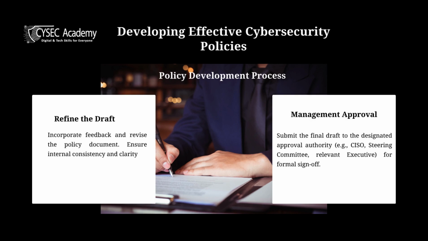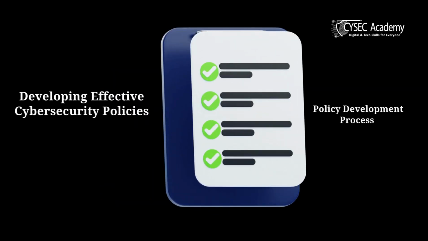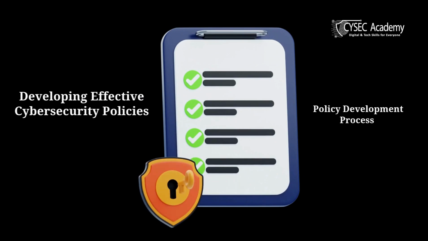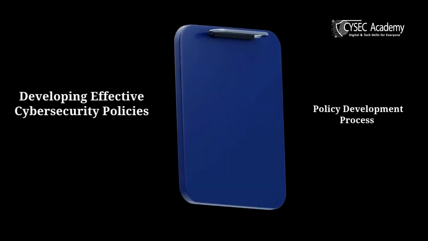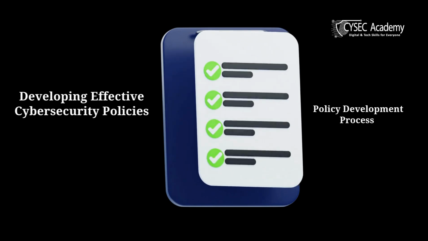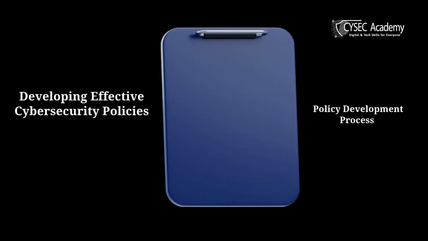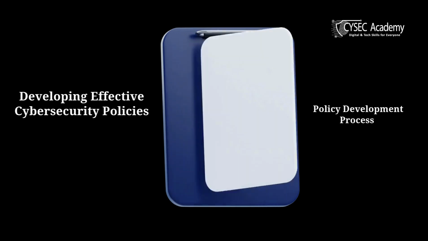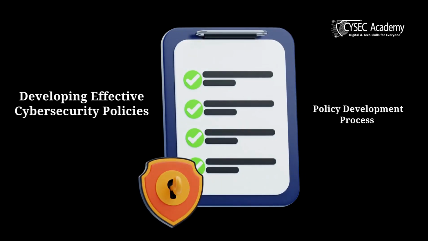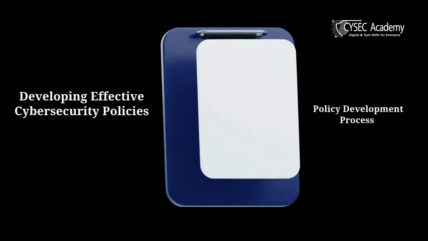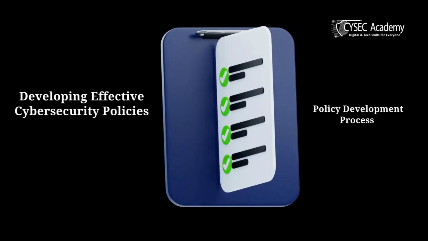6. Management approval. Submit the final draft to the designated approval authority, e.g., CISO, steering committee, or relevant executive for formal sign-off. The approval should match the policy's scope and authority level. 7. Publication and dissemination. Officially publish the approved policy in a central accessible location, e.g., company intranet policy portal. Announce the new or updated policy to all affected employees. More on communication later. 8. Implementation. Ensure any necessary supporting standards, procedures, controls, or training are put in place to enable compliance with the policy. This structured process helps ensure policies are well thought out, widely understood, supported, and effective.